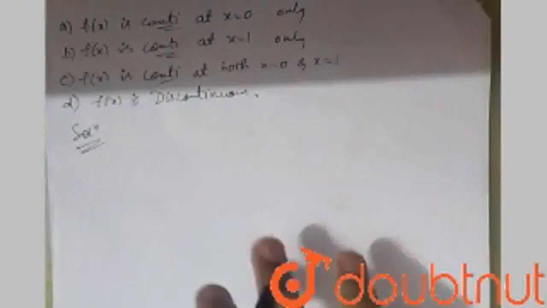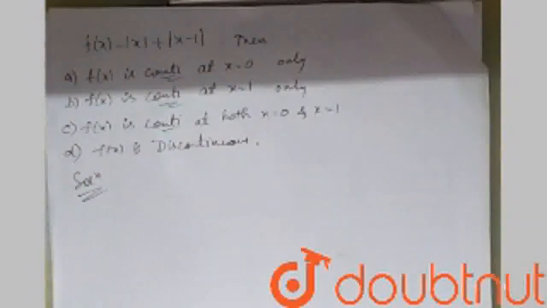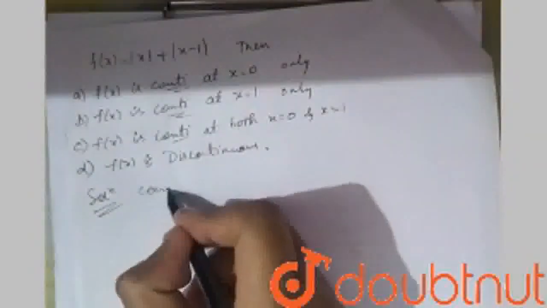So good evening. My question is: f of x equals mod x plus mod of x minus 1. Option A, f of x is continuous at x equals 0 only. Option B, f of x is continuous at x equals 1 only. Option C, f of x is continuous at both x equals 0 and 1. And option D, f of x is discontinuous. So this question is about the continuity of the function.